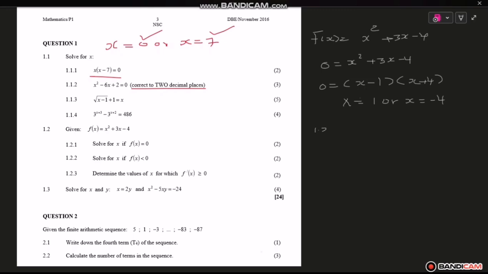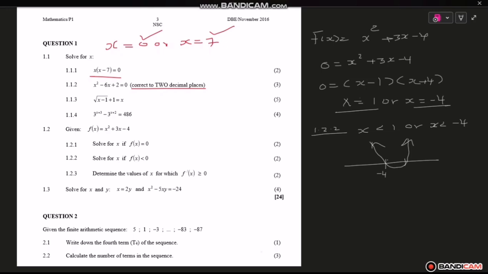Then 1.2.2, they want us to solve for x if f of x is less than 0. These are the same answers, it's just that this is an inequality. I hope it makes sense. So x is greater than negative 4 and less than 1. Therefore, I can actually represent my answers graphically, since you know that these are inequalities. You can draw something like a parabola, and the negative x value comes to the left here. It will be negative 4 and the positive 1 over here.